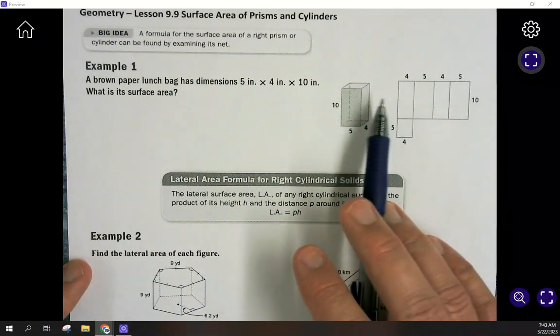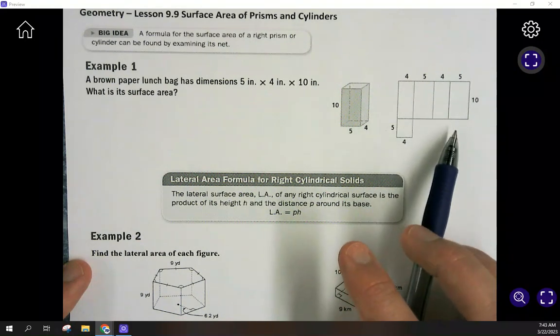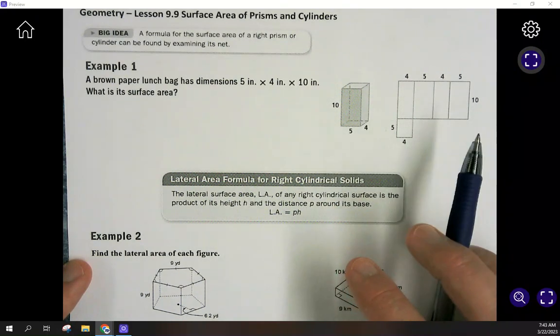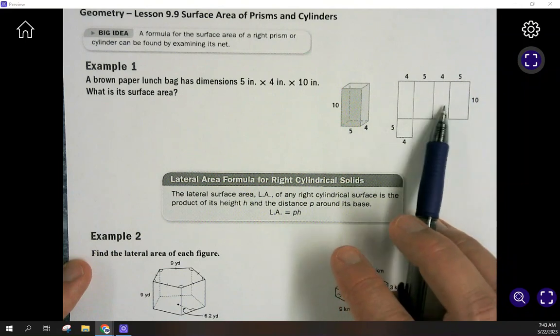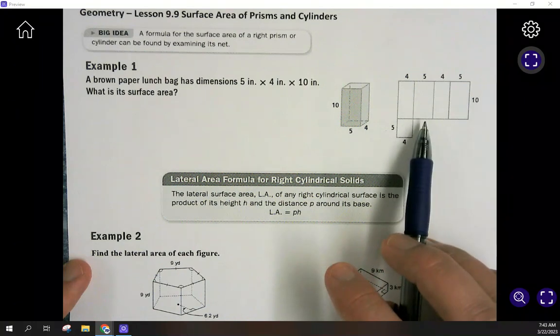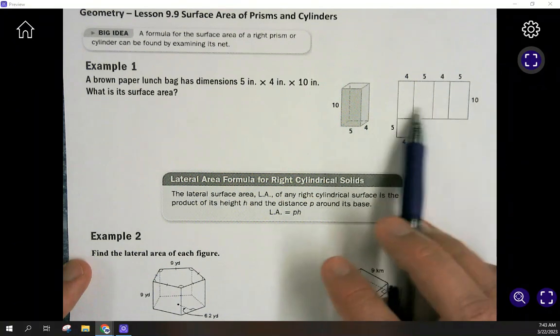If we cut this open and lay all of the faces flat, this is one way it could look, depending on how you cut it up. It could, of course, look a little different, but these would still be all of the faces. Maybe this would come off a different side, depending on how you cut it. But these are all your faces.